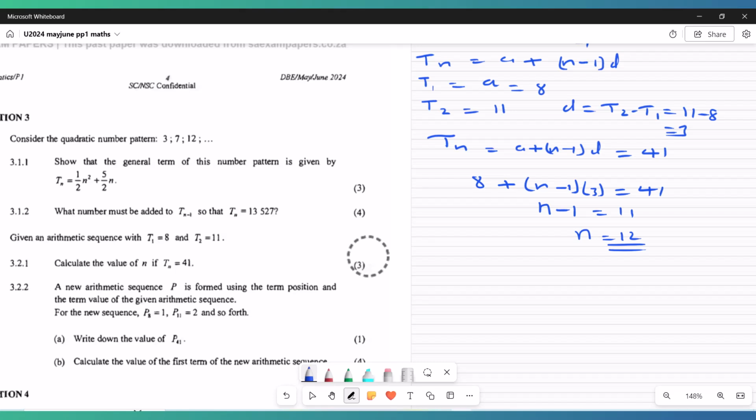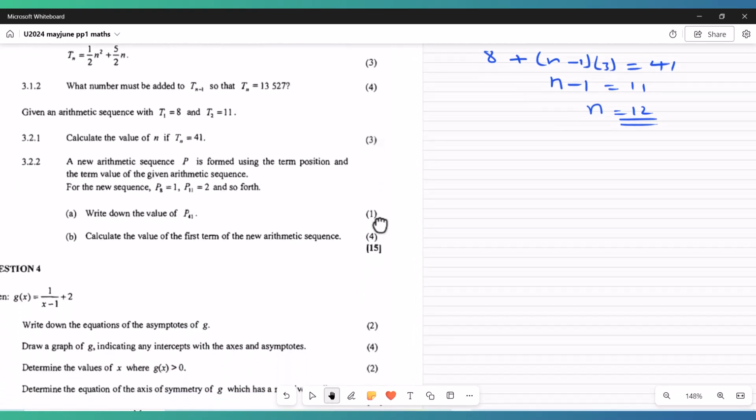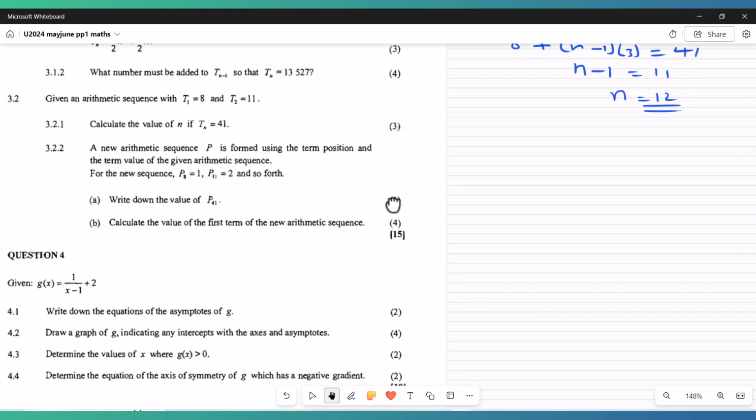Then they say here that a new arithmetic sequence P is formed using the term position and the term value of the given arithmetic sequence, this one here, which we have done above. Then they say for the new sequence, P8 is 1, P11 is 2, and so forth. Write down the value of P41.